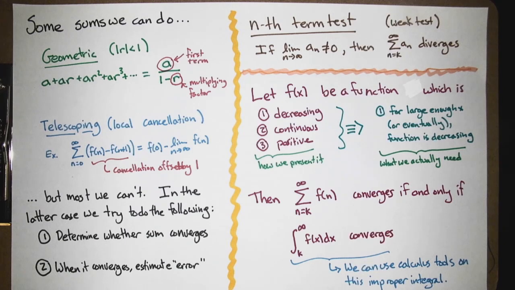So even if we can't know the value, we can still answer the question: yes, there is a value. So does the sum converge? It's a yes-no question. Now there's a secondary goal, and we won't do it all the time, but the secondary goal is, when it converges, can we estimate the error?